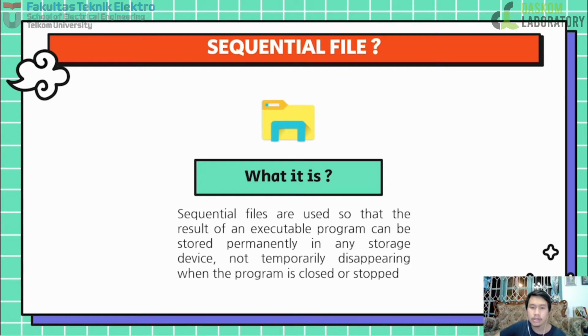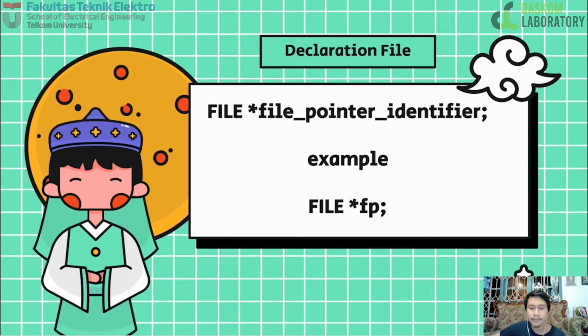The next is file pointer. A file pointer is a pointer which is used to handle and keep track of the file being accessed. A new data type called FILE is used to declare a file pointer. This data type is defined in the standard stdio.h header file. The structure will store the current flow information of the file being used.